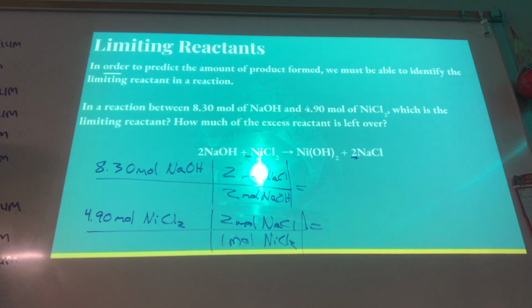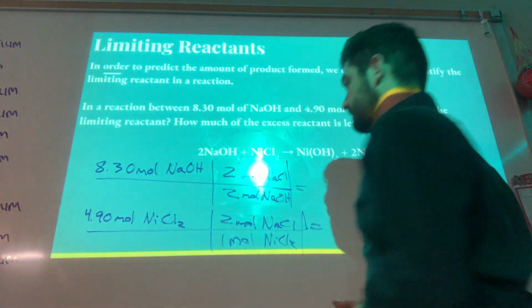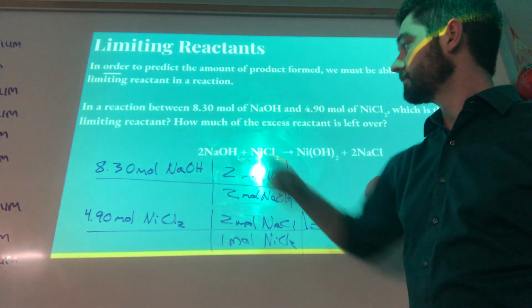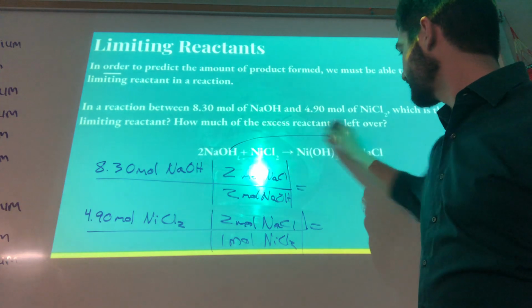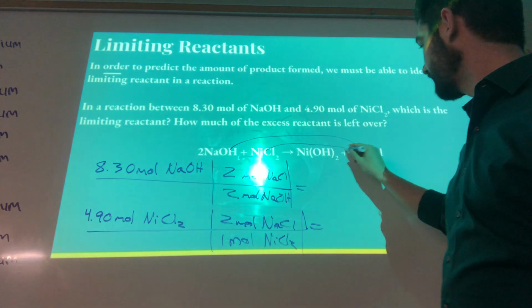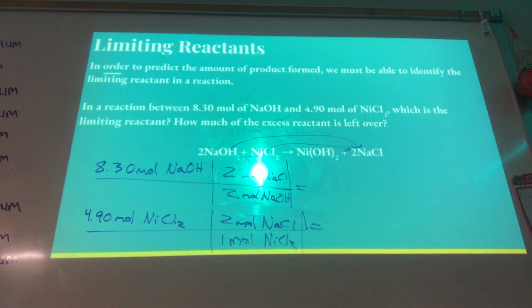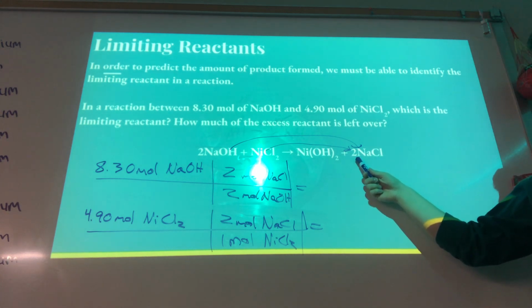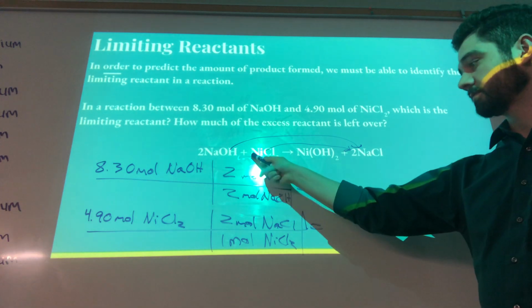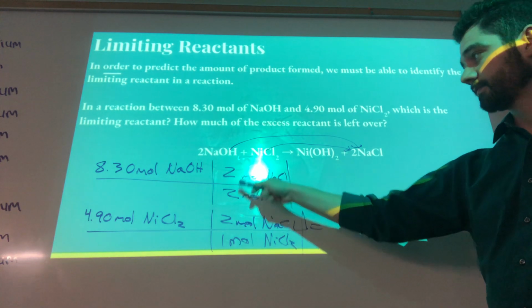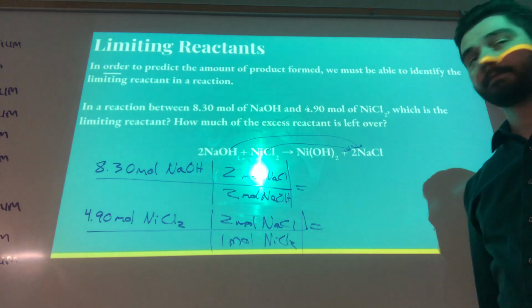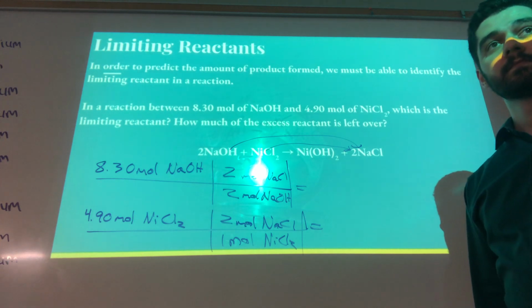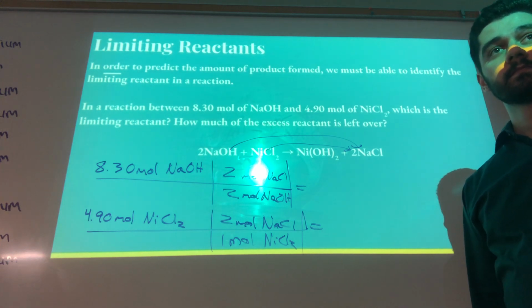Hold on, let me think about it for a second. Where'd you get the 4.9? Oh, okay. So I'm taking this and converting to that. I'm taking this and converting to that. 2 moles NaCl, the 2 is in front of it, and then the 1 mole is the 1 in front of it? Molar ratio, just from the coefficients. Yep.